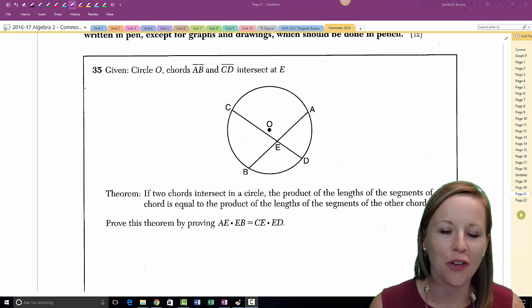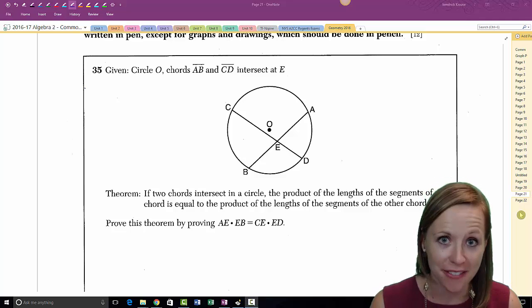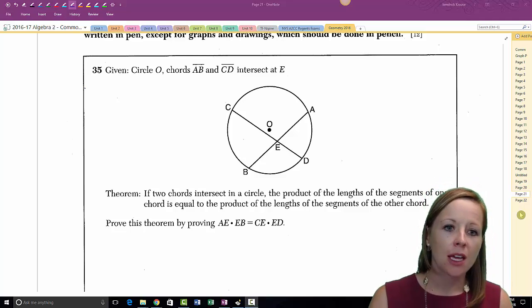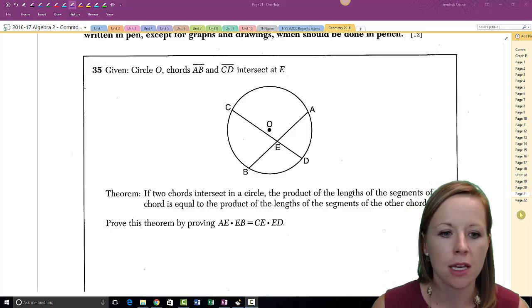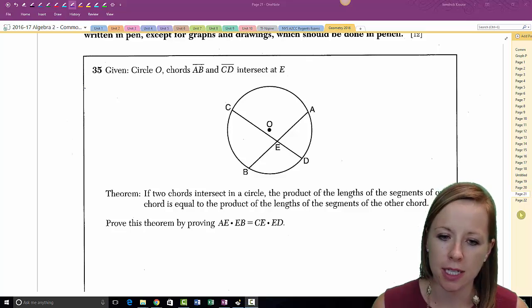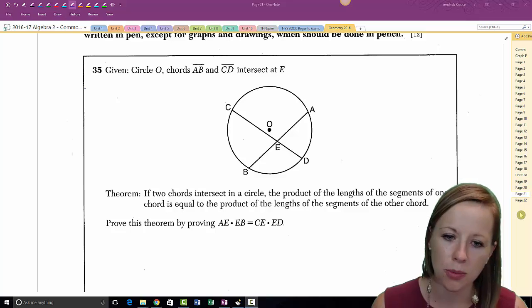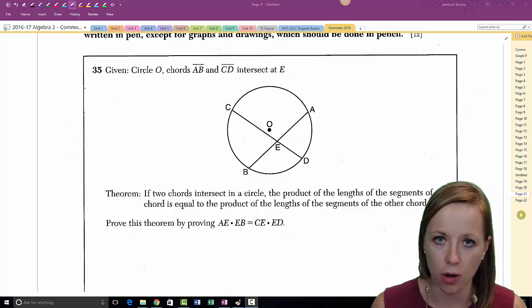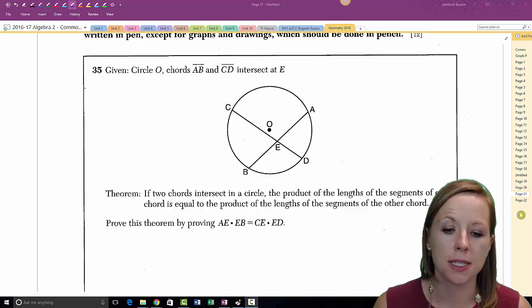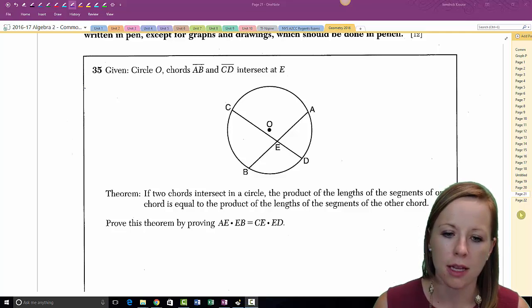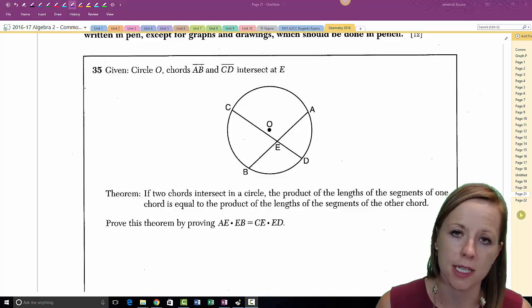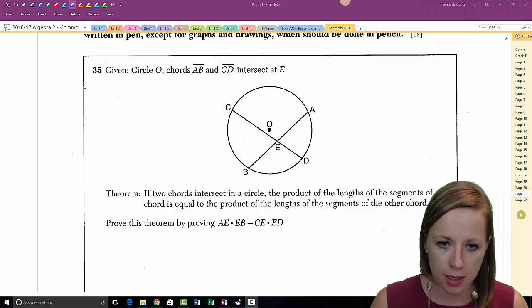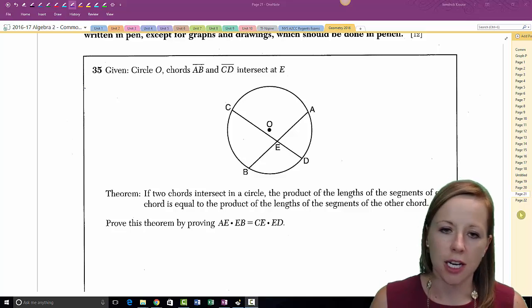This is the question you've all been waiting for. I am sure of it. So here we go. Given circle O, chords AB and CD intersect at E. Great. Theorem: if two chords intersect in a circle, the product of the lengths of the segments of one chord is equal to the product of the lengths of the segments of the other chord. Great. Prove this theorem by proving the product of AE and EB is equal to the product of CE and ED. When you looked at this, you panicked. What you shouldn't have done is panicked.